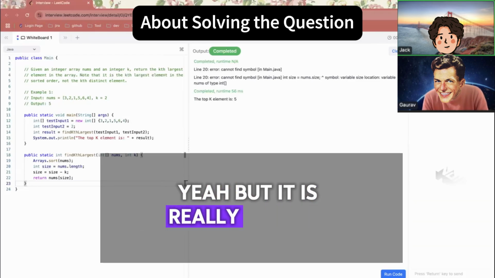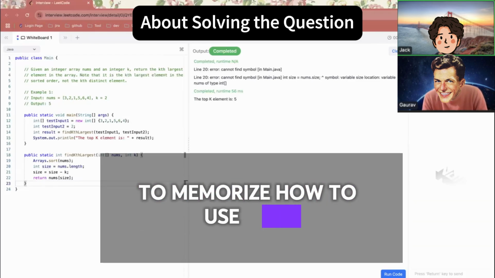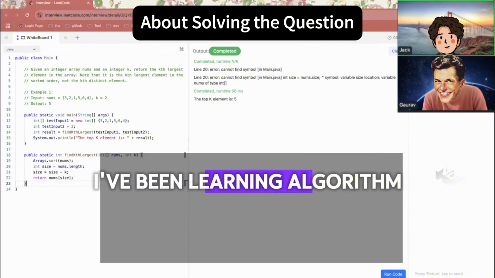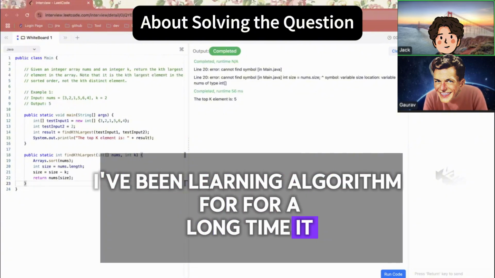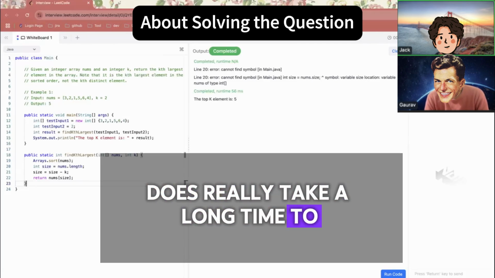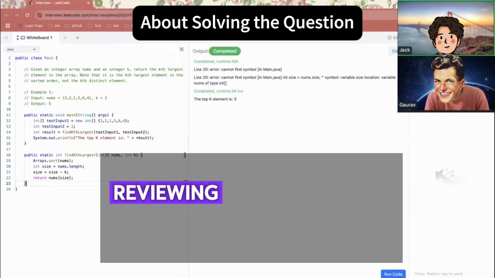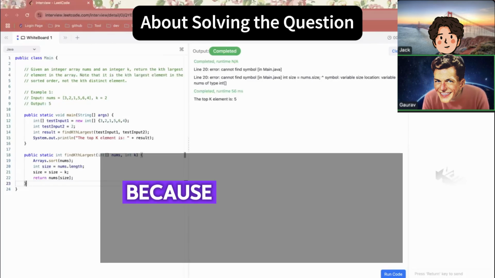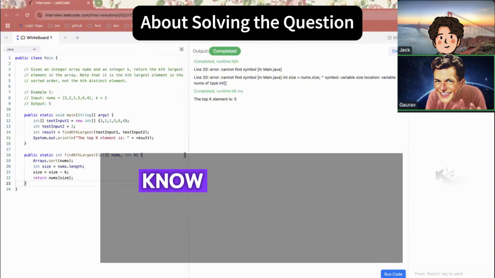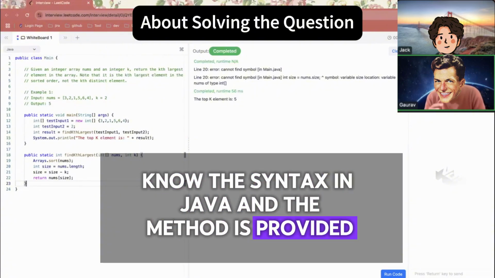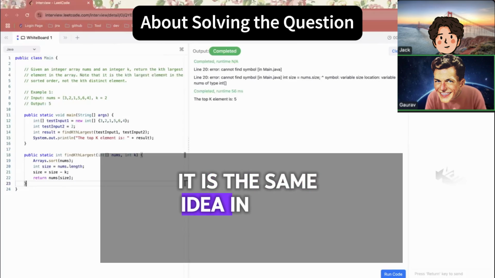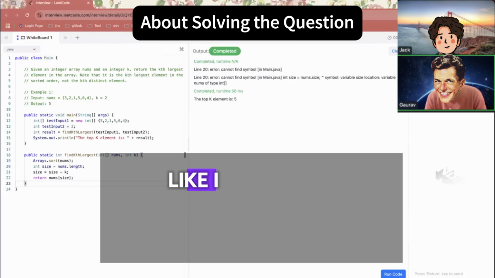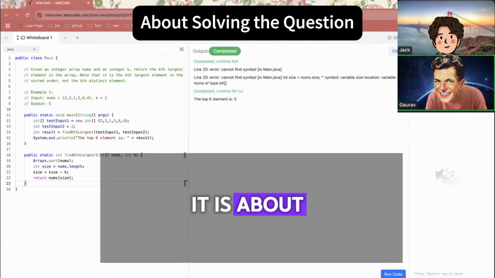Yeah, but it is really hard to memorize how to use heap. I've been learning algorithms for a long time. It does really take a long time to memorize and review, and it's really easy to get lost. So here is the thing, you don't need to know how to implement heap because Java has heap implemented for you. All you need to know is how to use it. Know the syntax in Java and the methods provided. That's it. It is the same idea in other programming languages too, right? This is not about the algorithm, it is about the data structure.